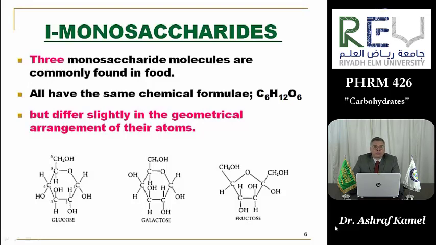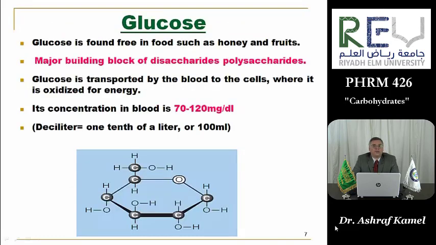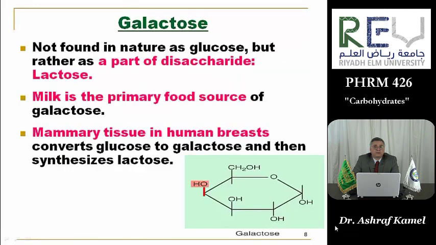galactose, and fructose. All have the same chemical formula, which is C6H12O6, but they differ slightly in the geometrical arrangement of their atoms, whether they are dextro or levo, and so on. Glucose is found free in food, such as in honey and fruits. It's the major building block of disaccharides and polysaccharides. Glucose is transported by the blood to the cells where it is oxidized for energy. Its normal concentration in the blood is between 70 and 120 milligrams per deciliter.